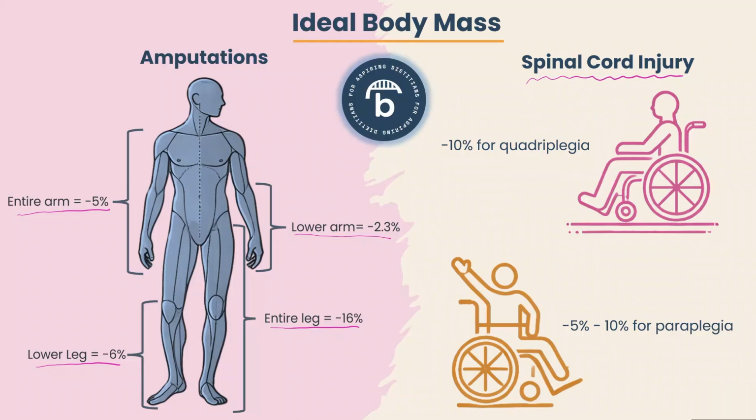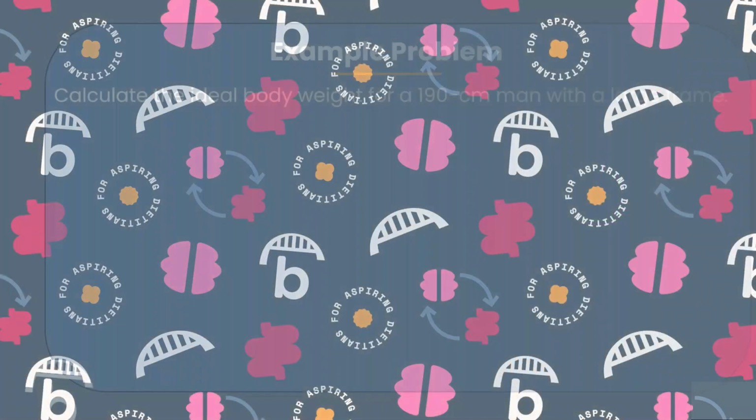Individuals with quadriplegia, those who are bound to a wheelchair and cannot move their hands or legs, often lose a significant amount of muscle mass. So we would reduce their ideal body mass by about 10%. For paraplegics, the reduction is typically between 5 and 10%, depending on the extent of the immobilization. These aren't arbitrary numbers. They're based on changes in metabolism, body composition, and functional muscle loss. Adjusting for these differences helps us avoid overfeeding and better match nutrition support to true physiological needs.